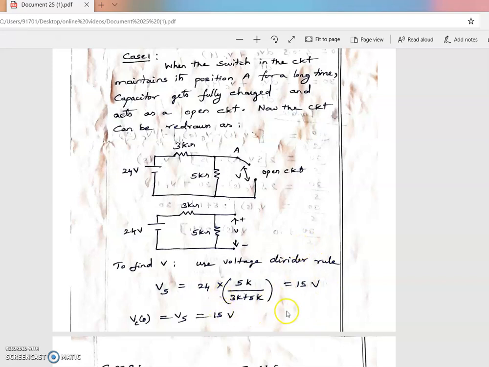So we consider this voltage drop across the 5 kilo ohm resistor as the voltage across the open circuit and also the voltage across the capacitor. We indicate that value as Vc of 0 is equal to V5 is equal to 15 volt. This is considered the initial voltage across the capacitor. This is the value found in the first case.